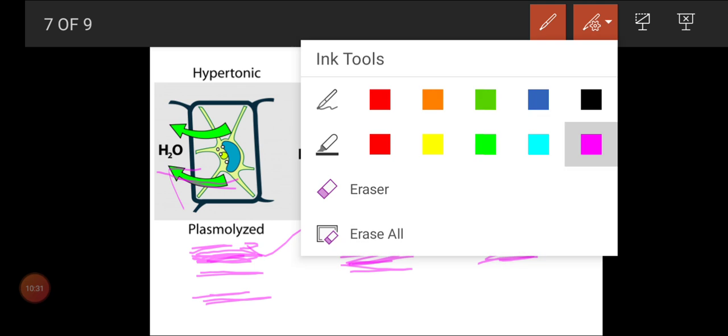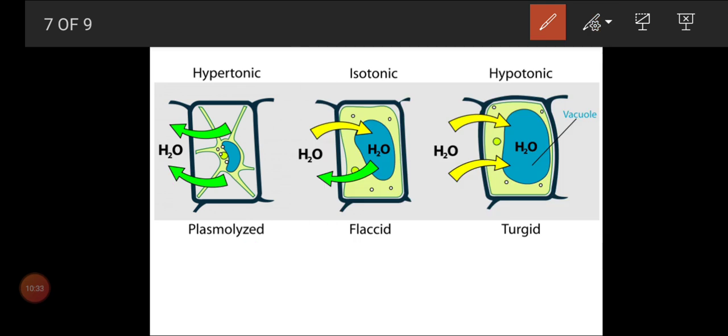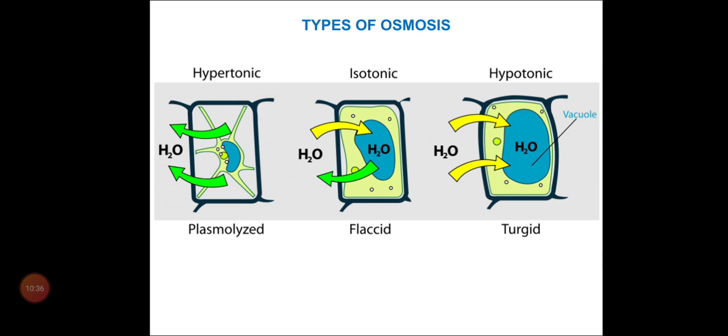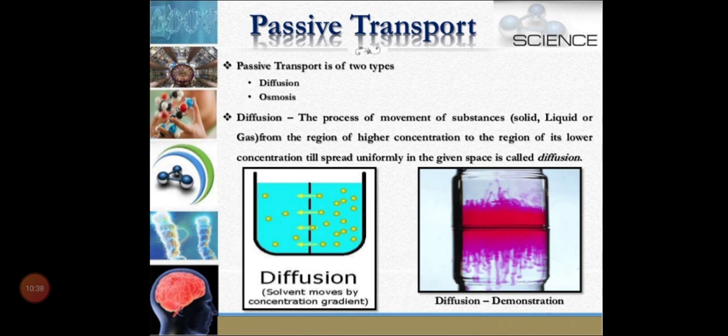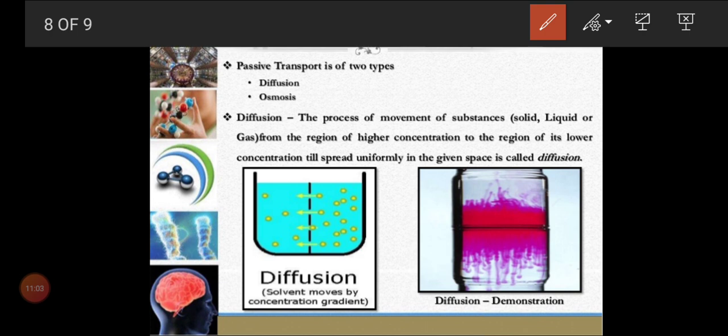Next we'll see one more concept, very easy: passive transport. Till now we saw active transport. It will move from higher concentration to lower concentration. We covered osmosis, types of osmosis, and types of osmotic solution. What is plasmolysis? What is flaccid? What is turgid? Now we'll move on to passive transport. Already we are thorough with osmosis, so here we want to see diffusion alone.